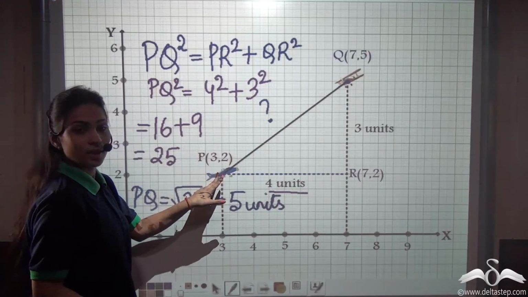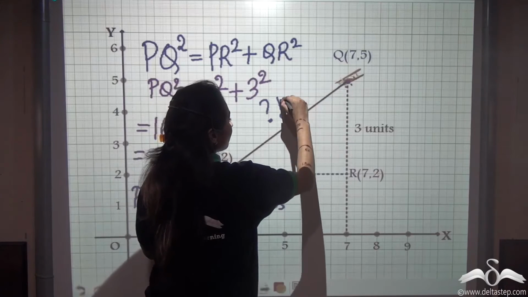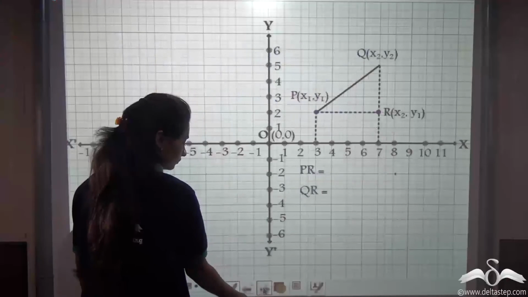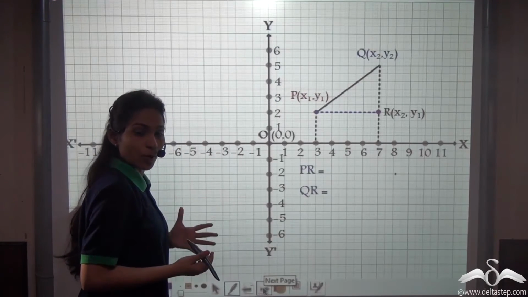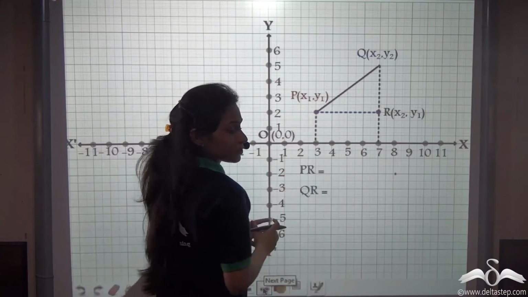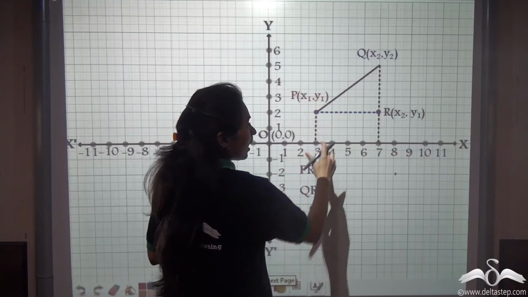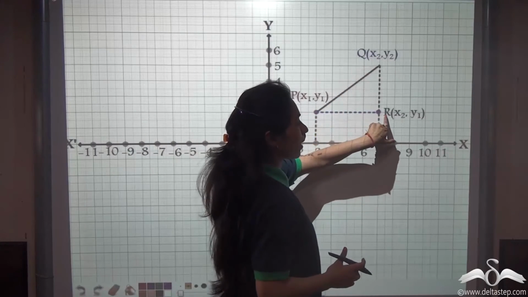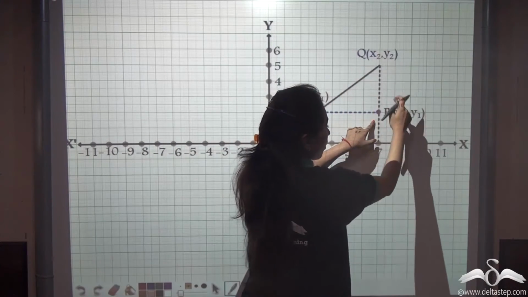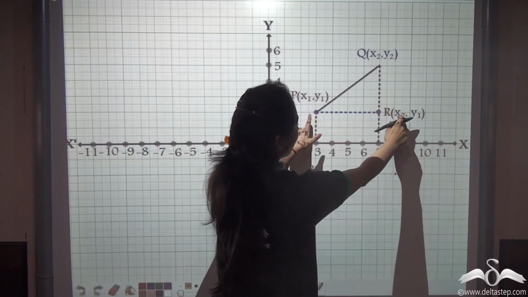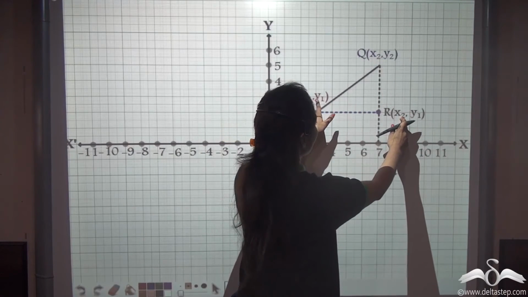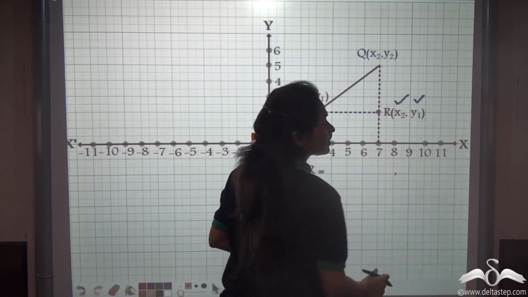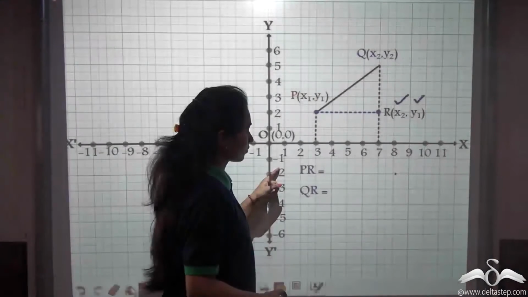So finally we found out the value of PQ is 5 units. Now instead of those points, what we have done, we have taken variables. So P is (x1, y1) and Q is (x2, y2). Now according to these 2 points, you could name R, where R has the same x coordinate as Q, so x2, and R has the same y coordinate as P, so y1. So we have found out x2 and y1 as the coordinates of R.